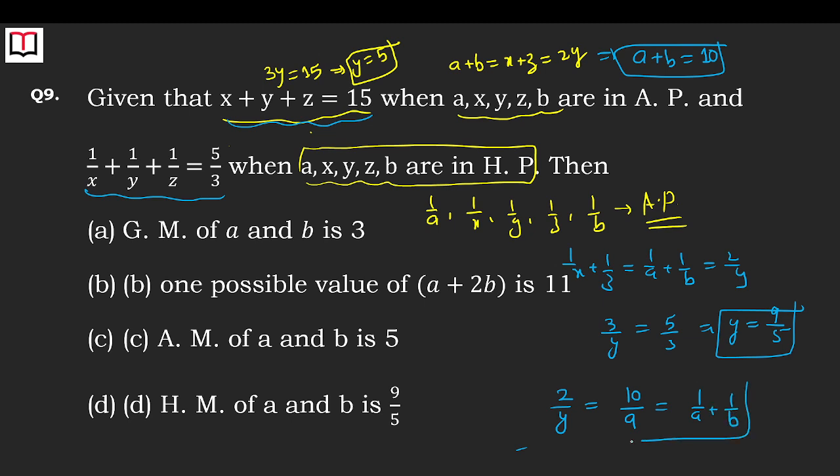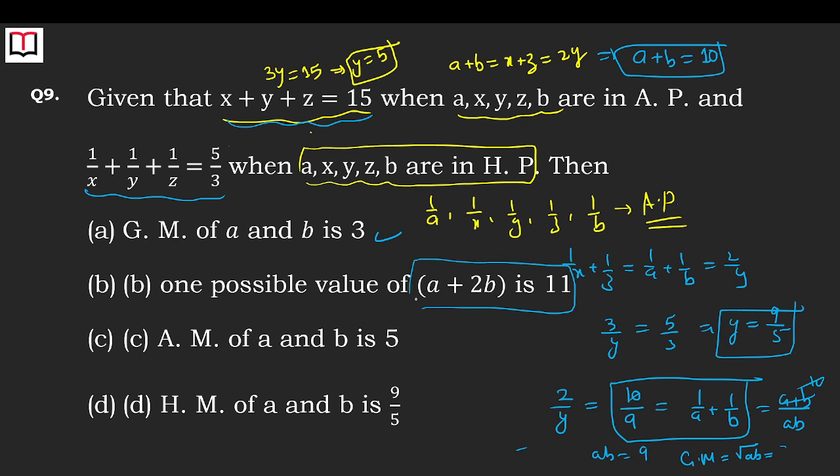Now see, you have two relations over a and b. If you talk about the geometric mean, of course, it is nothing but a plus b by ab. A plus b is 10, so 10 gets cancelled. So ab is 9. Geometric mean of a and b is root ab, which is 3. So this is correct. Possible value of a plus 2b is 11.